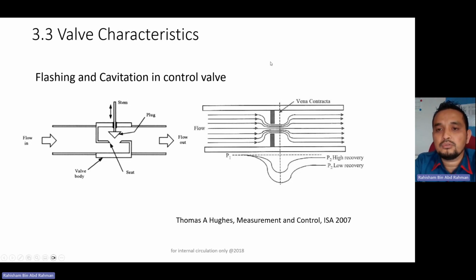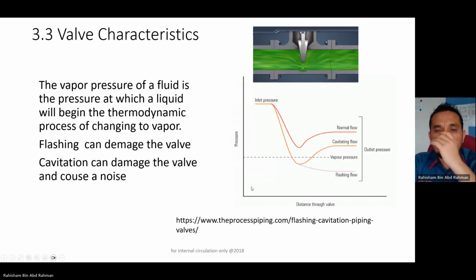If we advise you to redraw this one, you should be able to redraw a representation plot of the pressure difference after passing through a valve. This is the representation. If asked in the exam, this is the plot of pressure after passing through a valve. To further understand in detail, we will see an animation later that will further describe the flashing and cavitation phenomena. And we also have a pressure plot versus distance through the valve.